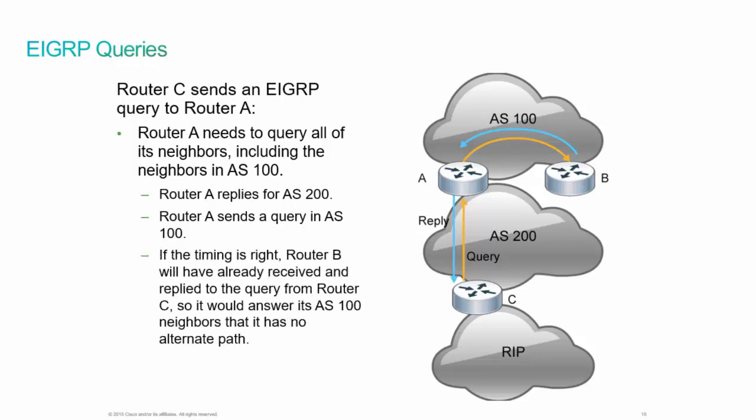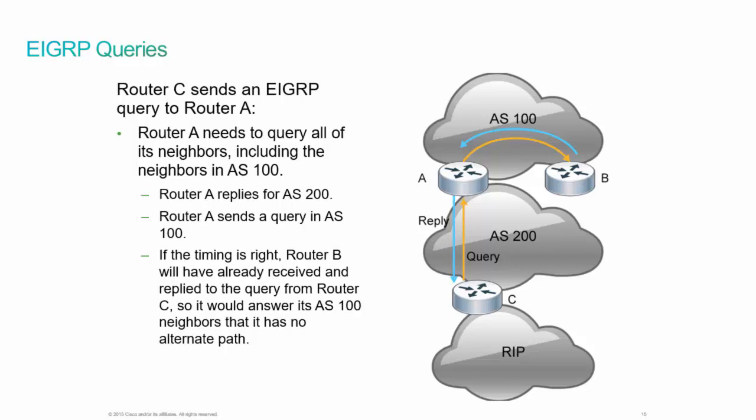Now, if the timing's right, then B has already received a query, sent a reply back, and it already knows that it doesn't have an alternate path. So when A queries B, it replies back and says, no, I don't have another path. So what's actually going on here is that the query from router C can be answered by router A quickly, but A still has to wait for a response from B, so A is in active mode.